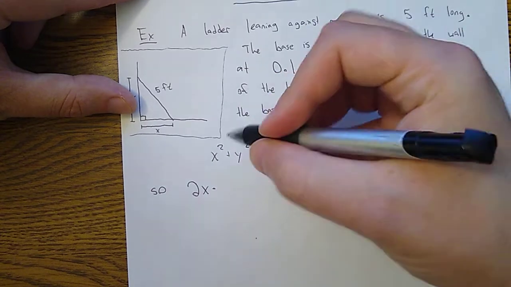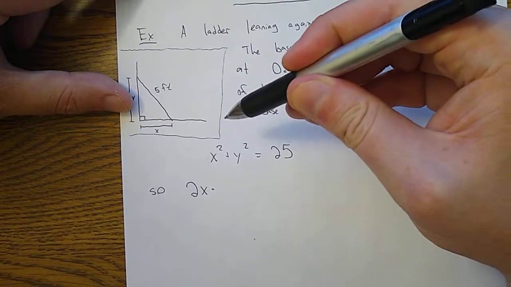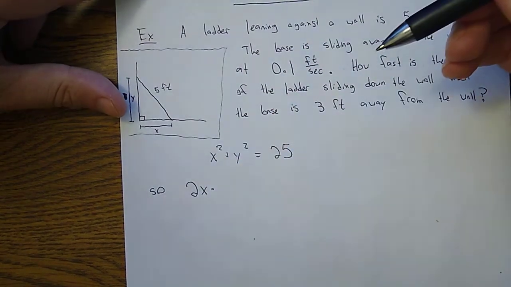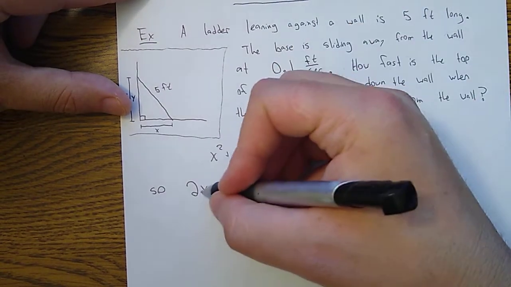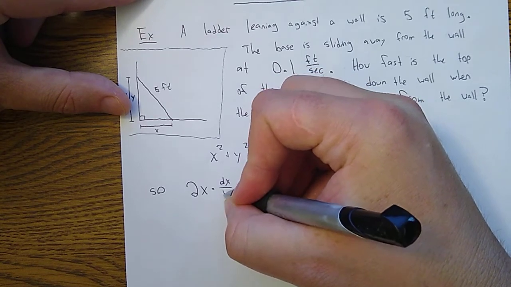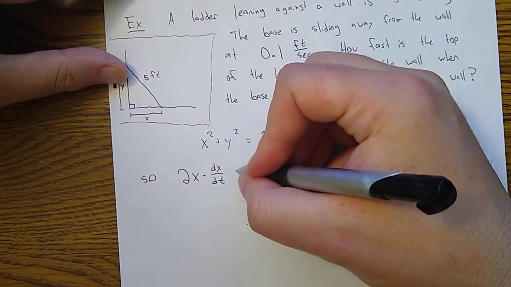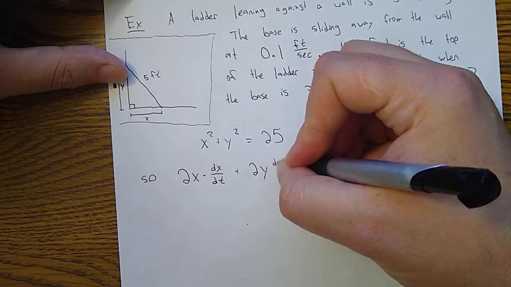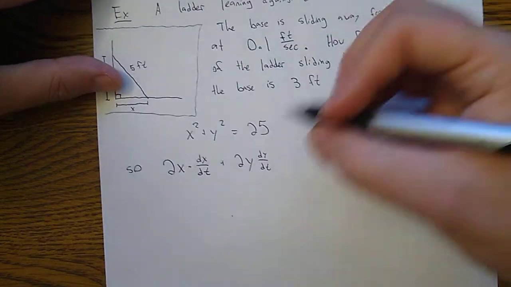Now, when I do that, this is a lot like implicit differentiation, where if I'm doing the derivative of something with respect to t, I always have to think about the chain rule. For example, the derivative of x squared would be 2x, but then I have to multiply by the derivative of the inside because of the chain rule, which would be dx over dt. Similarly here, I've got to do 2y dy over dt.